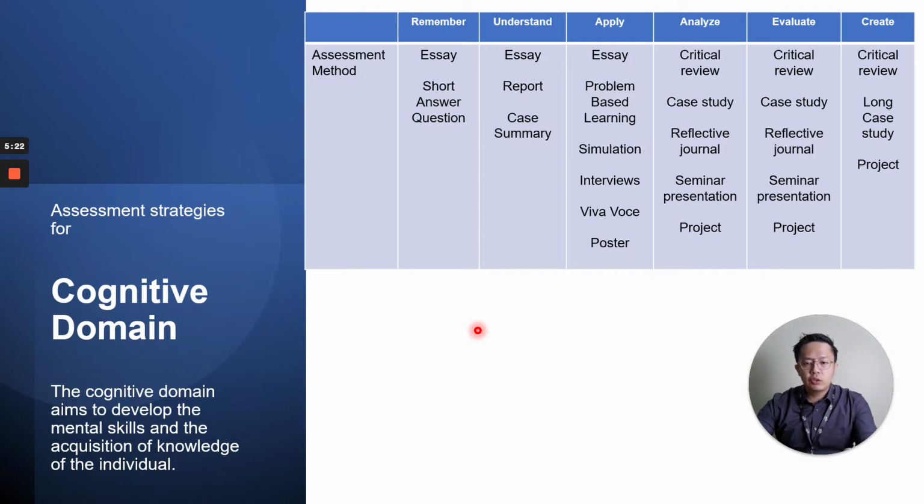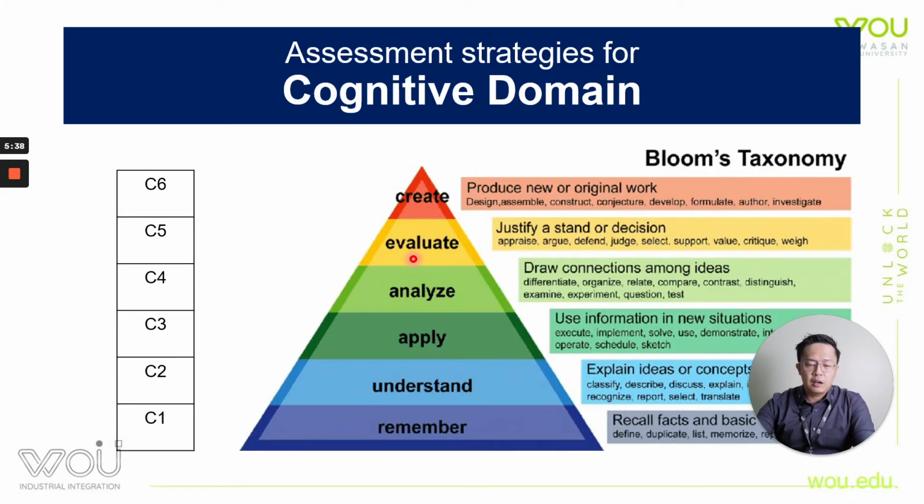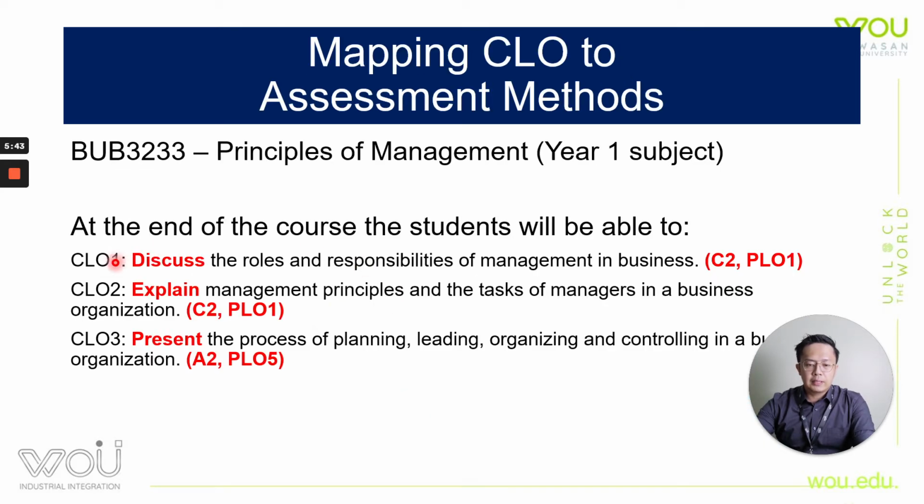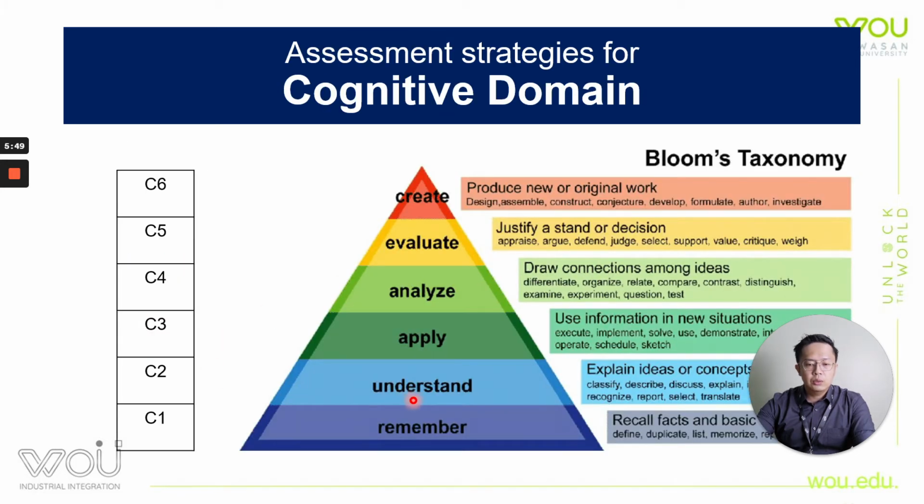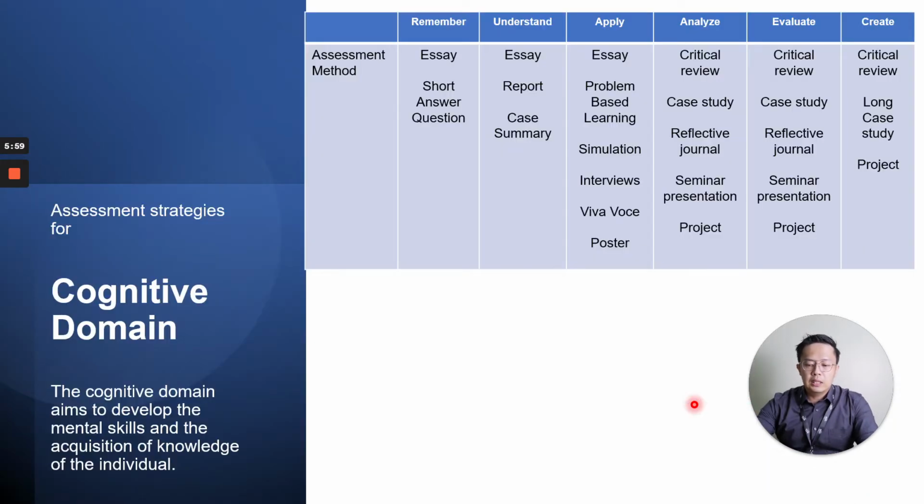So you must make sure that for the exam questions you have set, you also use the right action verbs that align with the level of the cognitive domain that you want to test. Like for example, in our first example just now, we're going to test at C2. So C2 is understand, yeah? So you may ask the students to classify, describe, translate, or select. These are the keywords that you should use in your essay question, yeah?